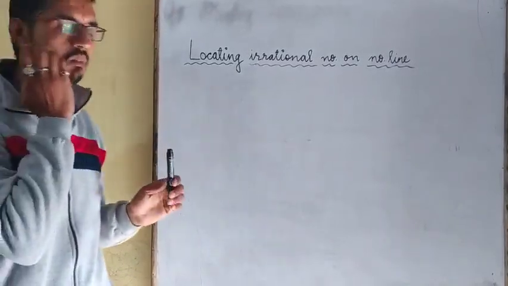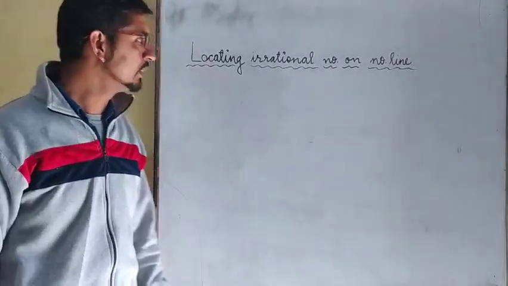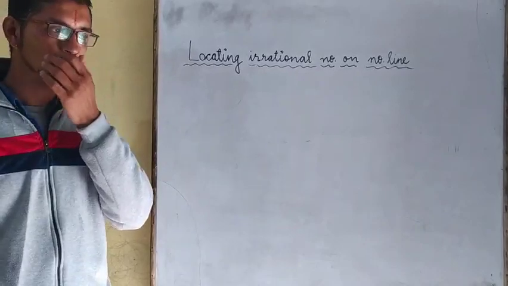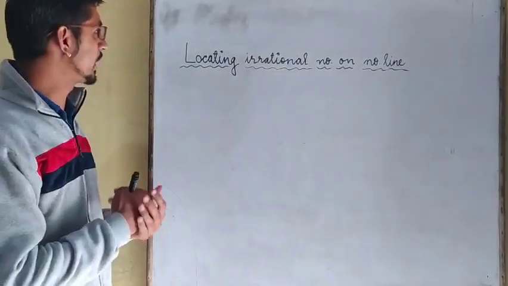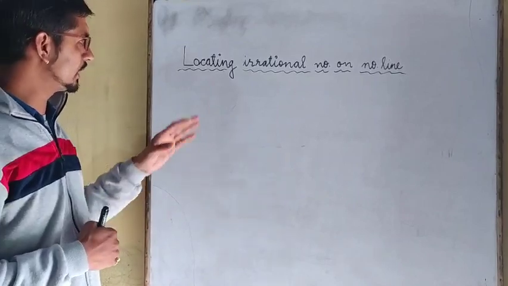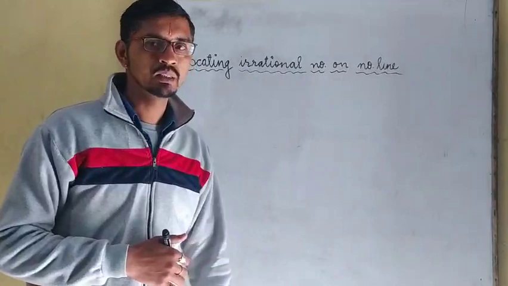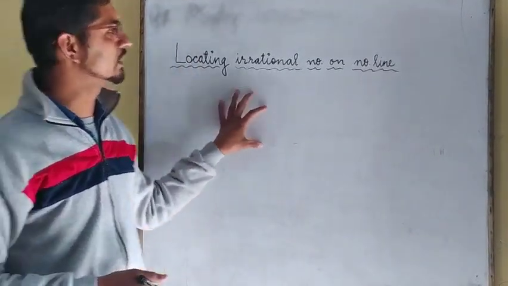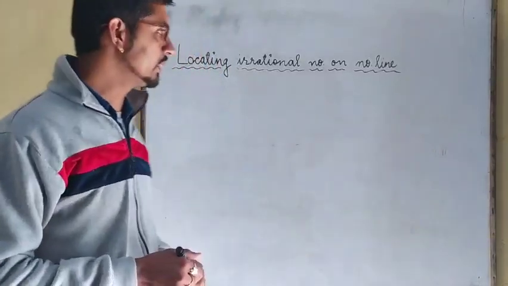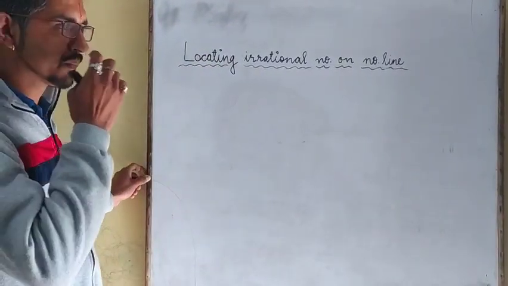So today's topic will be how to locate an irrational number on a number line. As we learned up to here, we have learned how to locate a rational number on a number line. Now we are learning whether we can find an irrational number on a number line. The answer will be yes. We can locate an irrational number on a number line. Okay. Now how to locate an irrational number on a number line? A few steps you have to understand.